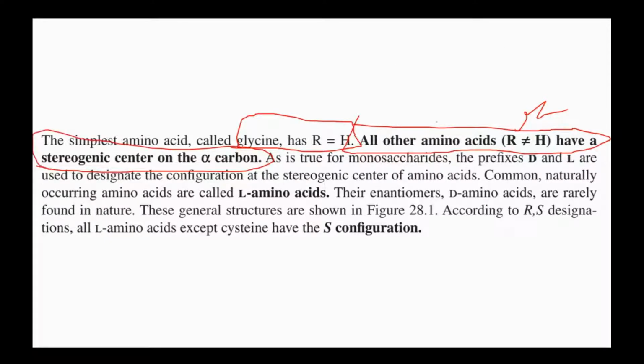As is true for monosaccharides, the prefixes D and L are used to designate the configuration at the stereocenter of amino acids. Common naturally occurring amino acids are called L amino acids.